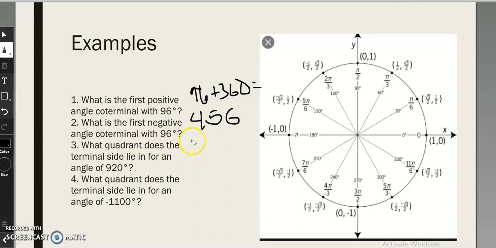Then it asks, what is the first negative angle coterminal with 96 degrees? This time I want to subtract, because I want it to be negative. So 96 degrees minus 360.